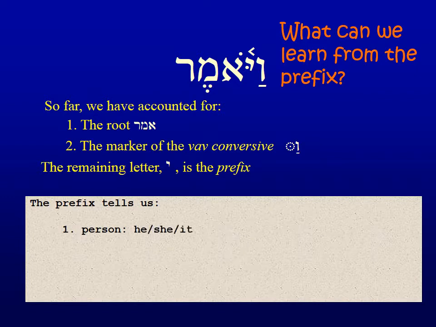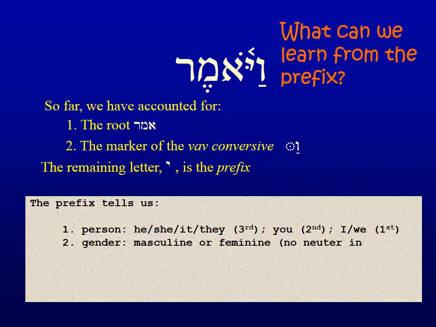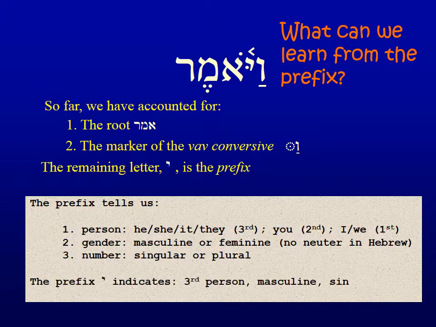The prefix tells us the person, he, she, it, or they, the third person. You is the second person, I or we being the first person. In the case of the yod, it's indicating third person masculine. It tells us the gender, whether it's masculine or feminine. We will not encounter a neuter in Hebrew. And it tells us the number, whether it is singular or plural. We can learn all of that by the prefix to the prefix form. The yod tells us that what we have is third person, masculine, singular. That is, the subject of this verb is a he.